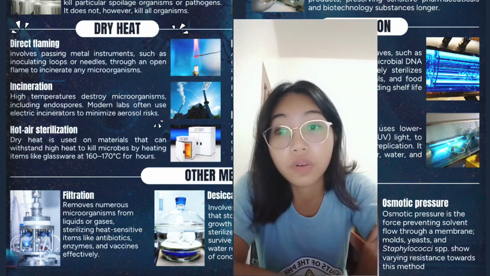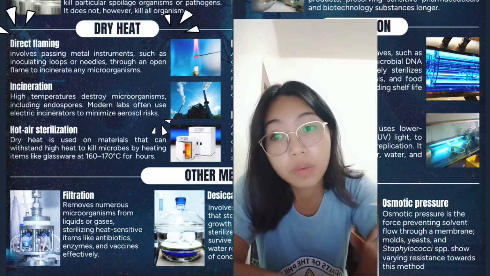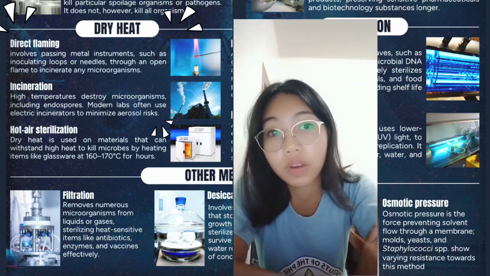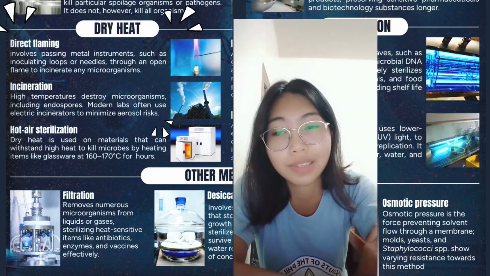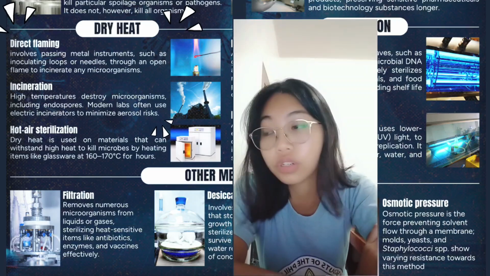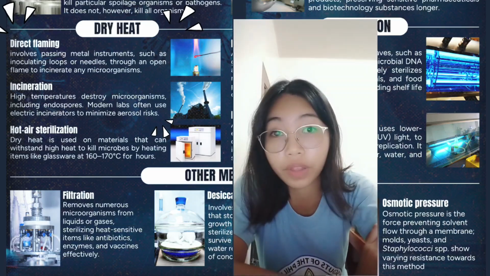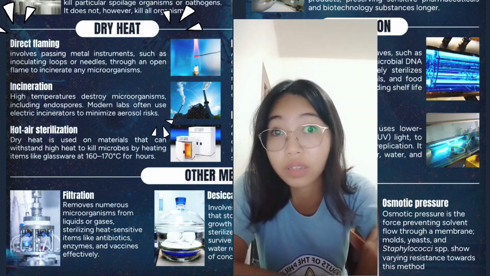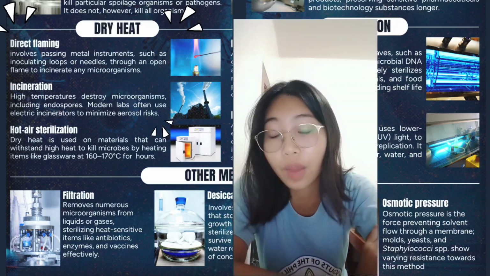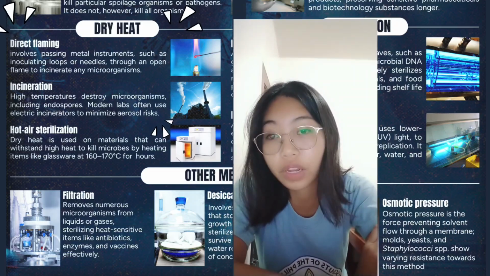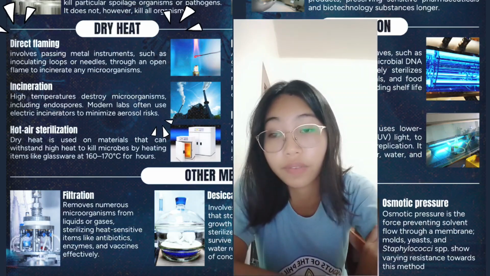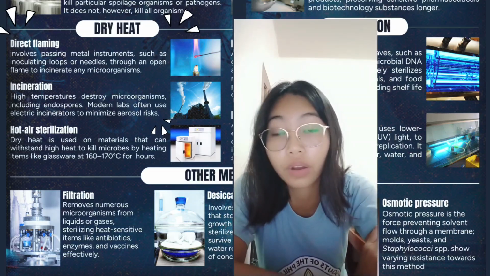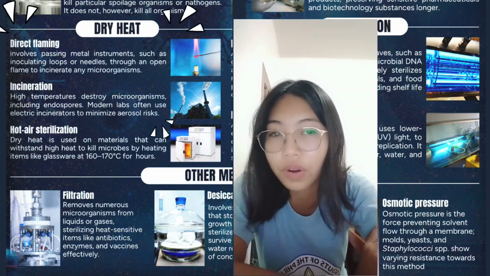Another is incineration. This method uses extremely high temperatures to completely destroy all microorganisms, even endospores, which are among the most resistant forms of life. Traditionally, incineration involves open flames, like those seen in waste disposal or burning contaminated materials. But in today's laboratory, electric incinerators are often used, as these devices allow precise temperature control and minimize the risk of aerosol generation, making them safer and more efficient.